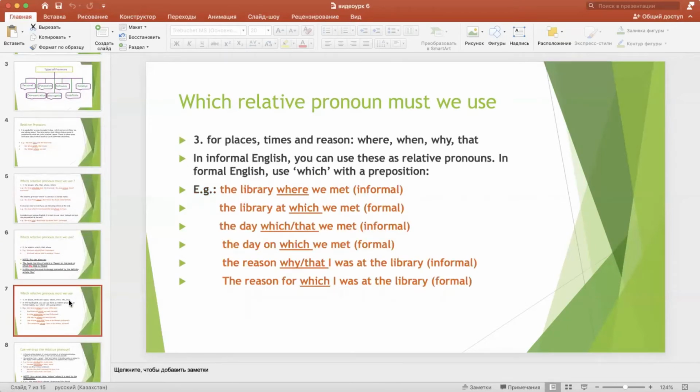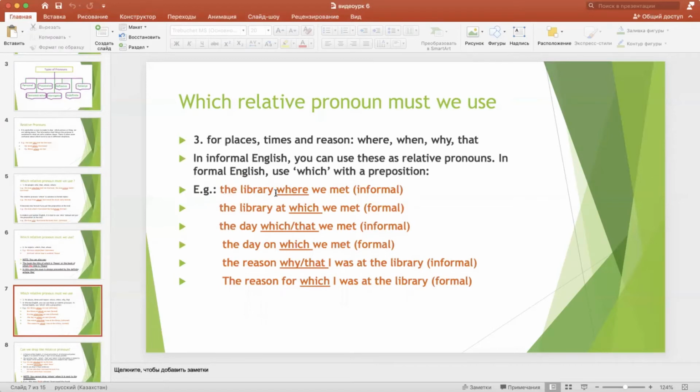So thirdly, for places, times, and reasons, we use where, when, why, that. In informal English, you can use these as relative pronouns. In formal English, use which with a preposition. Here are examples. Let's read together.